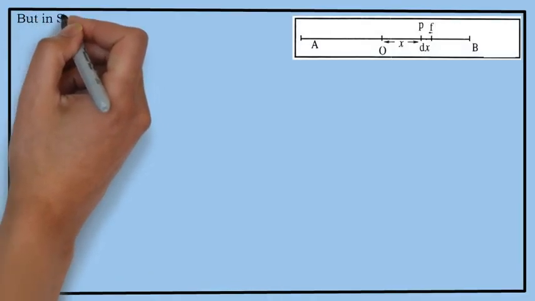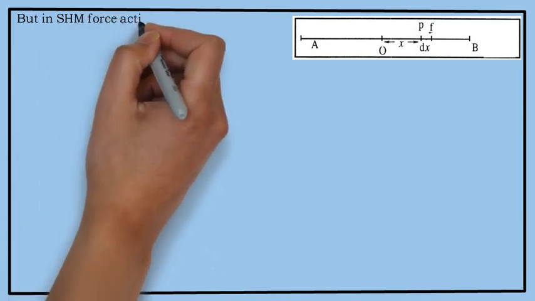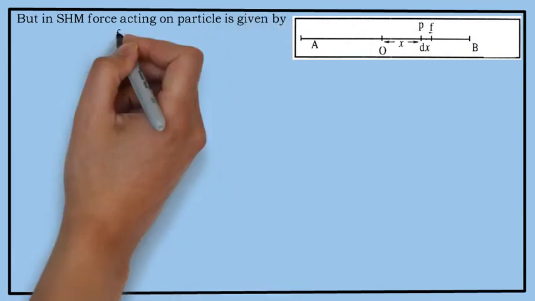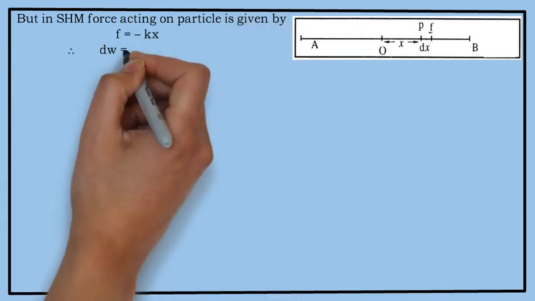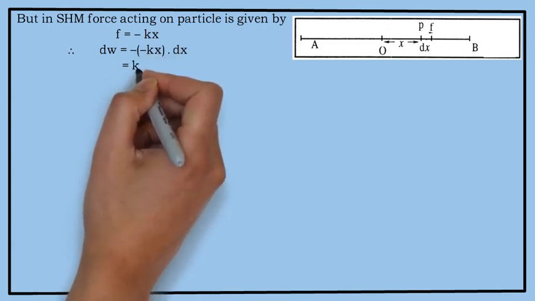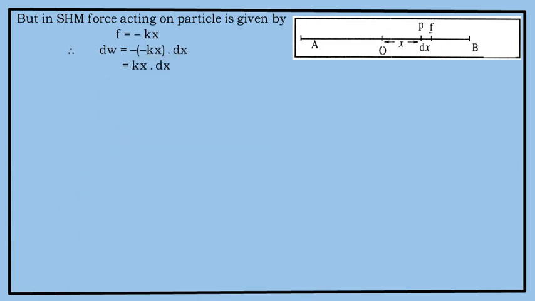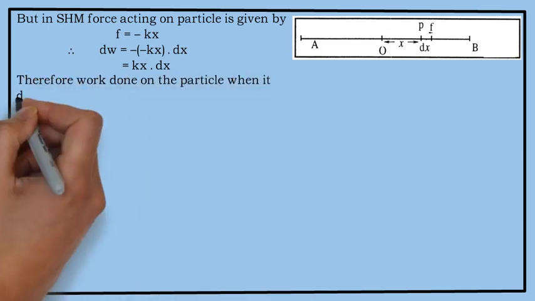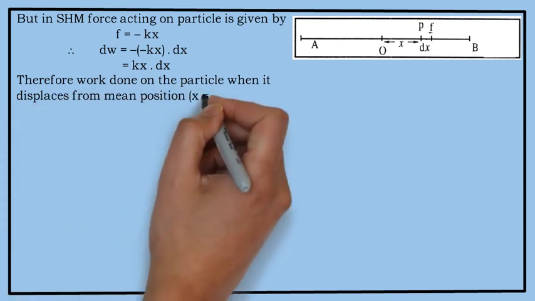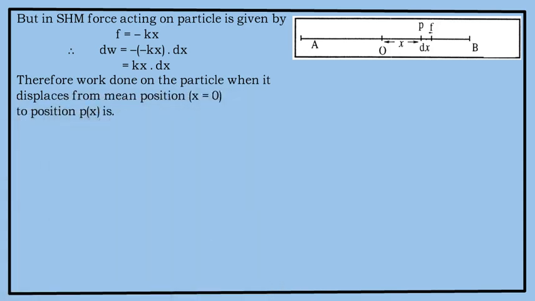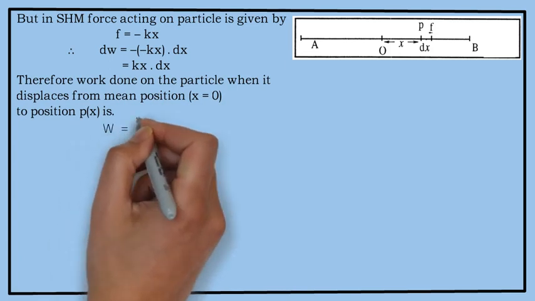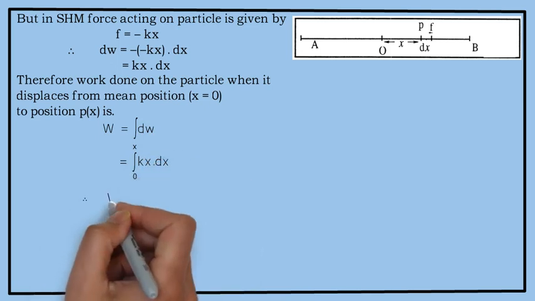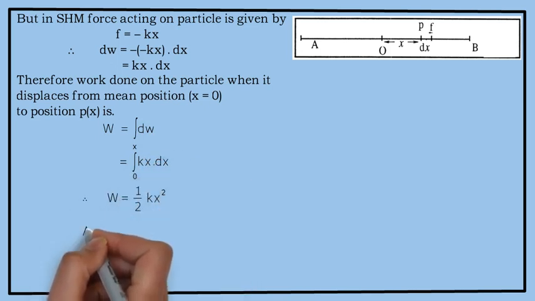But in SHM, the force acting on a particle is given by F equals minus k into x. So dW is equal to minus of minus kx dx, which becomes kx into dx. This is the work done in displacing a particle through a small distance dx. If I want to find the total work done in the whole displacement x, then I have to integrate that expression from 0 to x. If I integrate x with respect to dx, it becomes x square upon 2. So the work done is half kx square.